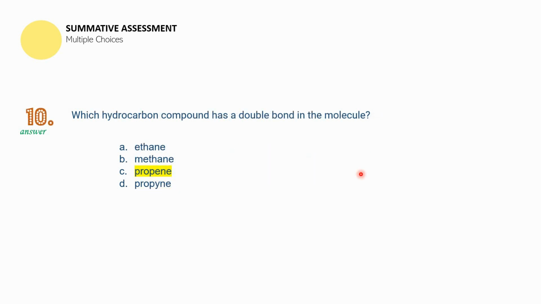Question number 10, the answer is propene. It has a double bond in its molecule because ethane and methane only have single bonds. Propane has single bonds and a triple bond. Whereas propene has single bonds and a double bond.